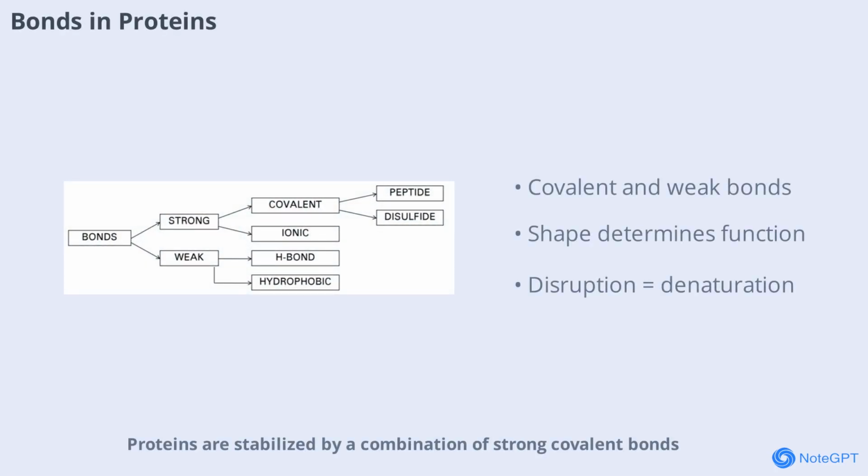Proteins are stabilized by a combination of strong covalent bonds, such as peptide and disulfide bonds, and weak interactions like hydrogen bonds, ionic interactions, and hydrophobic effects. The interplay between these forces determines the protein's final shape and its ability to function. Disruption of these interactions can lead to denaturation and loss of biological activity.